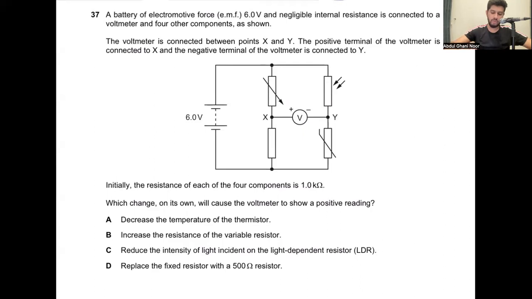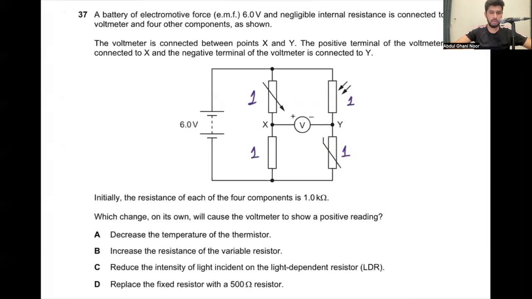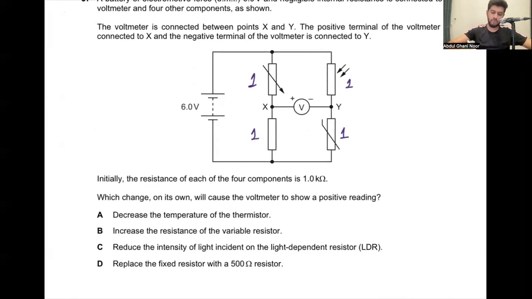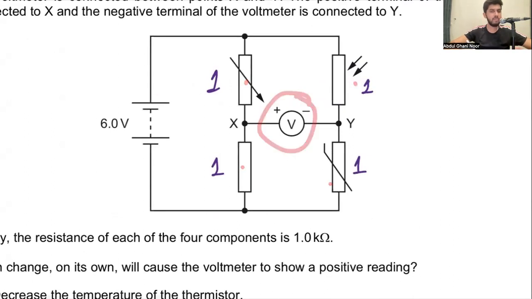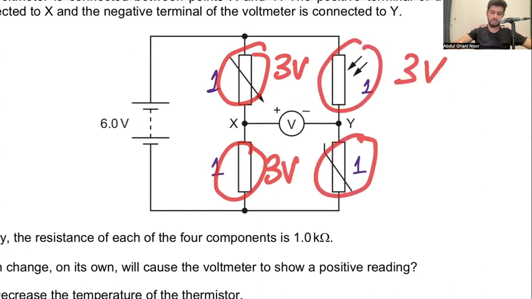Initially, the resistance of each of the 4 components is 1 kilo ohm. So this is 1, this is 1, this is 1, and this is 1. So when all of these have 1, 1, 1, this voltmeter reading guaranteed will be 0. Okay? And this is linked similar to the previous question. This one experiences 3 volts, this one experiences 3 volts. This one experiences 3 volts, this one experiences 3 volts. So the potential here is equal to the potential here.